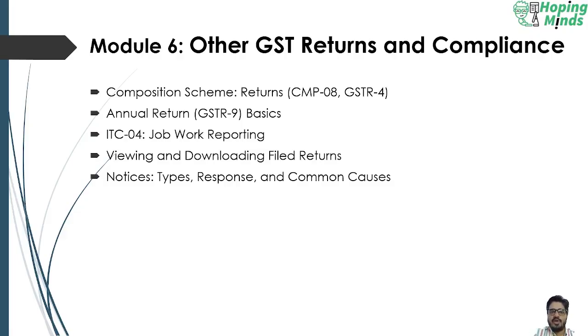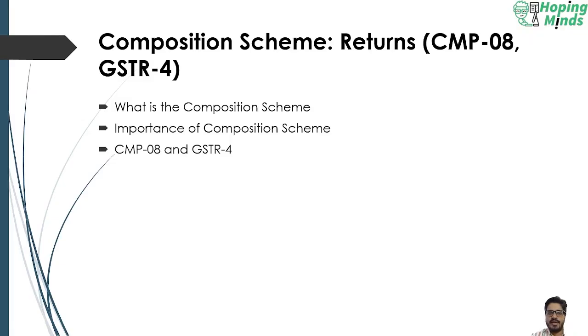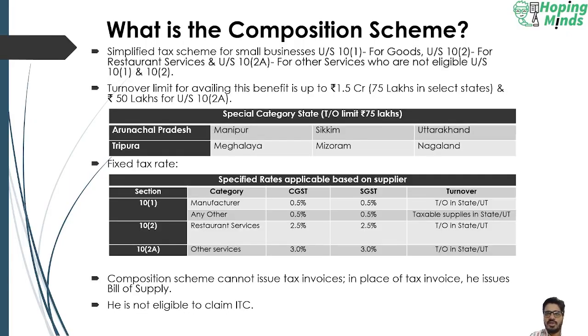Our first topic under this module will be composition scheme, that is returns that are filed under the composition scheme. Like CMP-08, that is the quarterly return to declare the turnover and pay the GST taxes. Many times we refer GST taxes under the composition scheme as composition fee. Then we will see GSTR-4, that is the annual return against the composition scheme. So what we are going to learn under this module: what is composition scheme, importance of composition scheme, and CMP-08 and GSTR-4 returns. So what is the composition scheme?